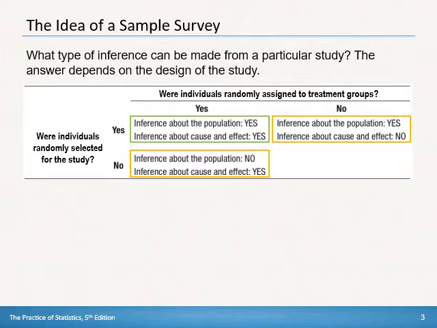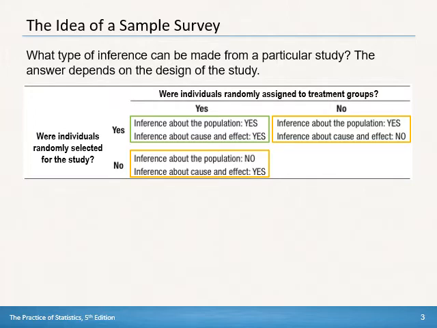So, ideally we'd like to be in the green box, but almost always we're operating in one of these two yellow boxes. The bottom left one is an experiment, but the people were not randomly selected for the experiment. They were just randomly assigned to treatment groups after they volunteered. And then the top right yellow box is where you did not run an experiment. You simply selected people and did an observational study.